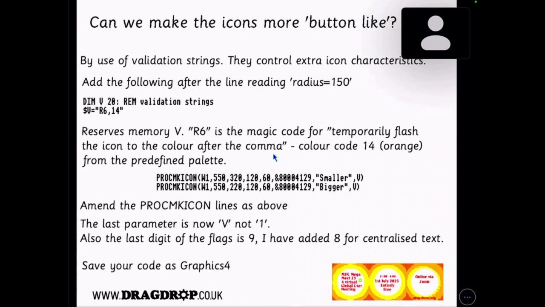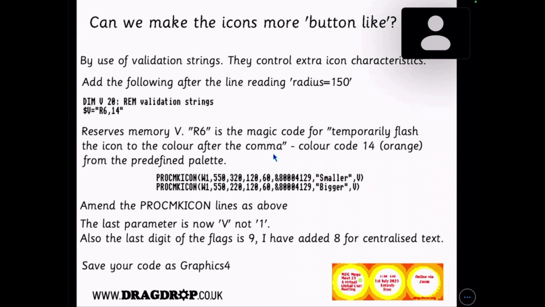But here it just means can we flash it up orange briefly? So the two lines there, which we met earlier for creating the icons, need just a simple change. Instead of 1 as the last parameter on the end there, we change it to V, and all that tells RISC OS is to use the magic code that we've put into memory at location V to make the icon do something fancy like flashing.